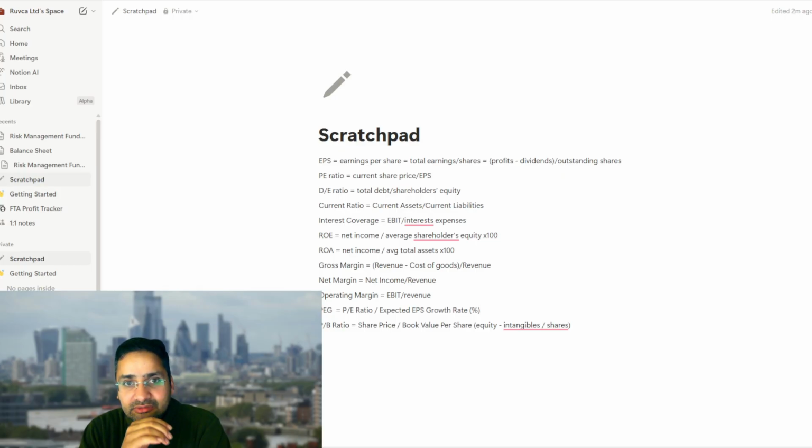And again, in terms of risk management use, high PE plus high PEG is equal to growth hype risk, and low PB plus poor ROE or poor ROA is equal to just complete asset trap. So that is about PEG and PB ratio.